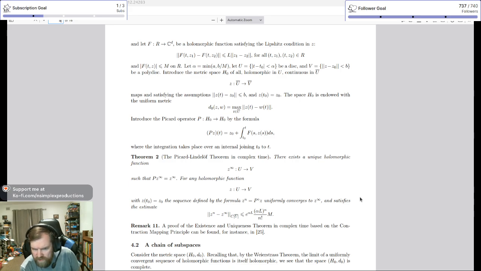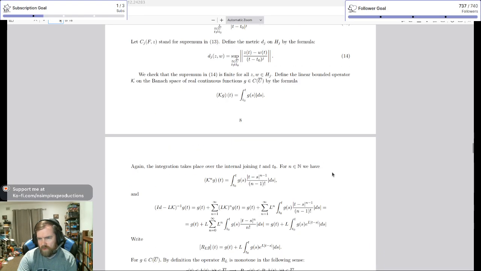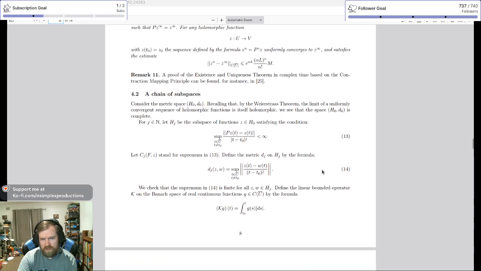The proof of the existence and uniqueness theorem in complex time, based on the contraction mapping principle, can be found for instance in 25. Cool. Chain of subspaces. Consider the metric space H0, D0. Recalling that in the Weierstrass theorem, the limit of a uniformly convergent sequence of holomorphic functions is itself holomorphic, we see that H0, D0 is complete.